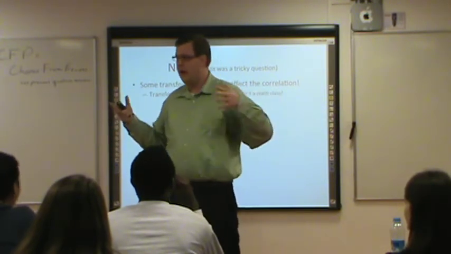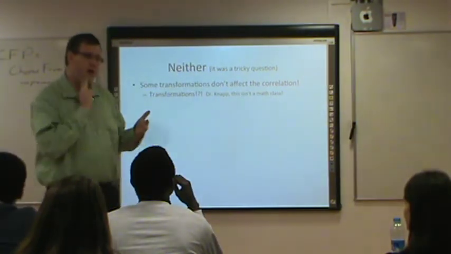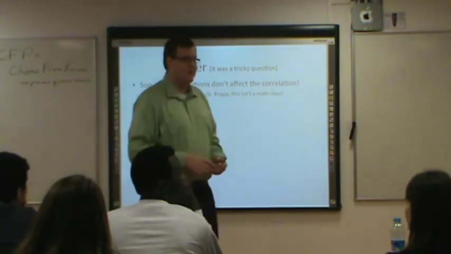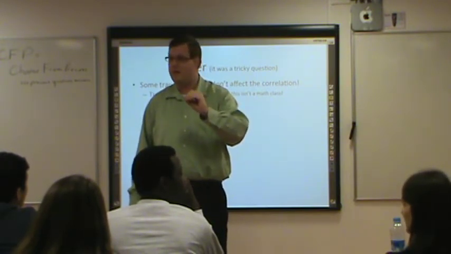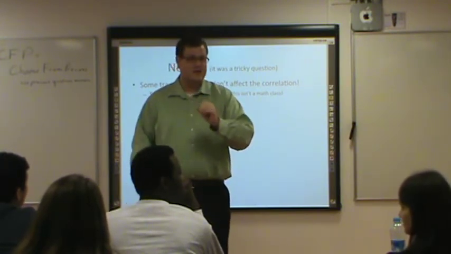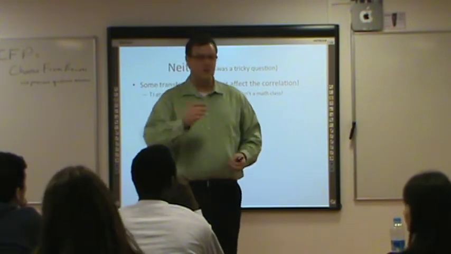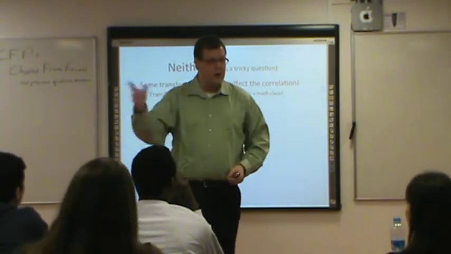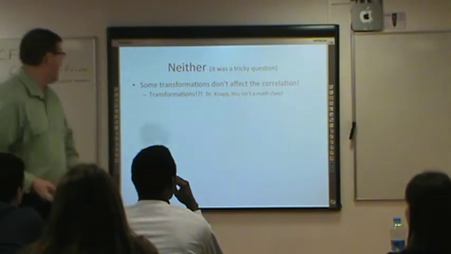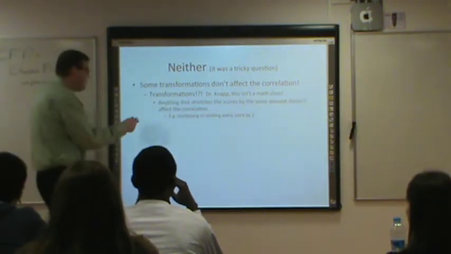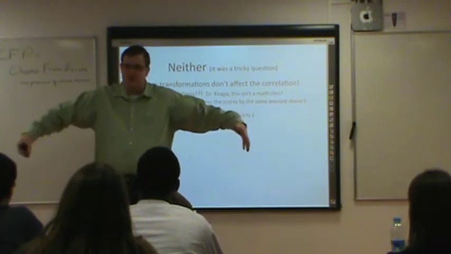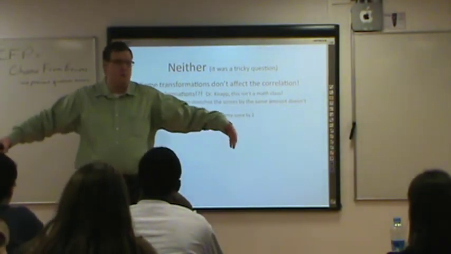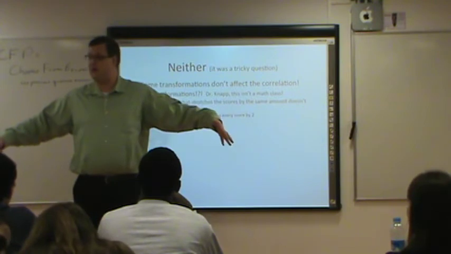How about Fahrenheit? Adding up, and so 0 in Celsius is freezing. Does anyone know what freezing is in Fahrenheit? It's 32. So you add 32, and then you do some division as well. So the transformations you can do are anything that stretches out all the scores by some constant amount. So we can multiply or divide everything by the same amount.